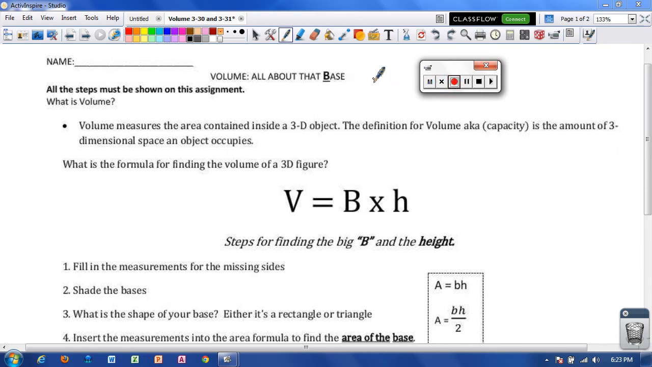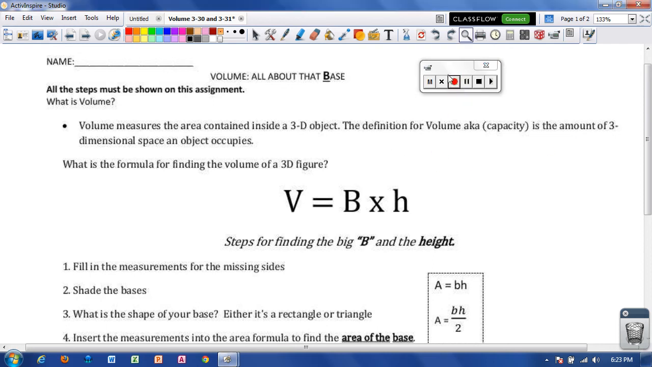Hey guys. Okay, today we are going to have an introduction to volume. Well, first of all, what is volume? Volume measures the area contained inside a 3D object. The definition for volume, aka capacity, is the amount of three-dimensional space an object occupies.